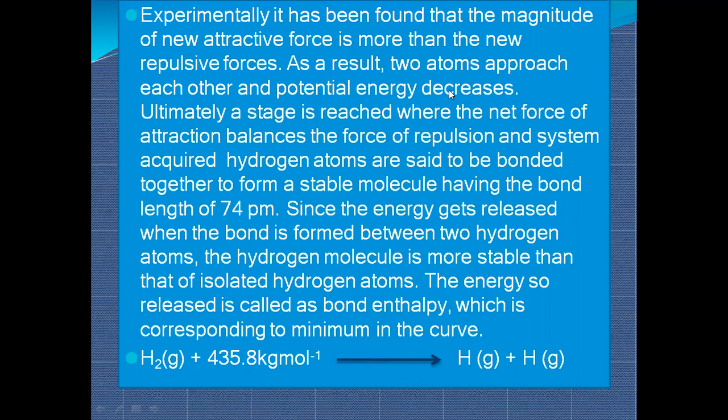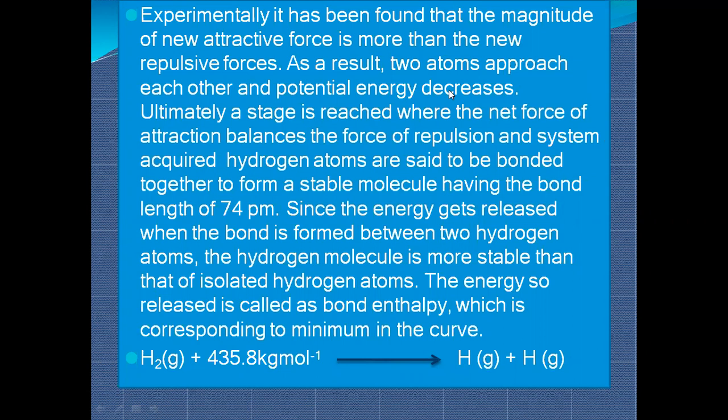So what happens when bond formation takes place between two hydrogen atoms to form a hydrogen molecule? There is an evolution of energy in the form of heat, and that is known as the bond enthalpy. The amount of energy required to break or form a bond is known as bond enthalpy. It means the heat energy associated with the bond, which corresponds to the minimum in the curve.